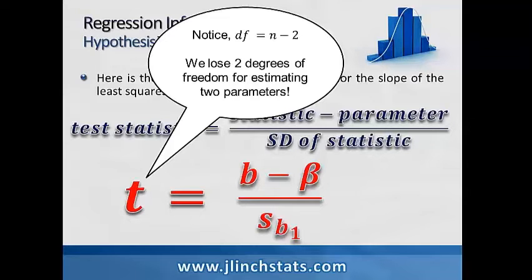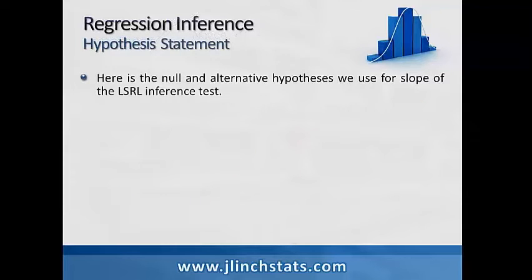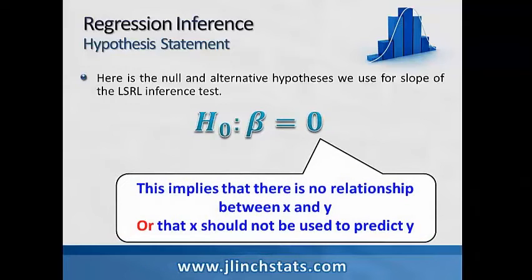Now the hypothesis statements are pretty much the same. Here is the null and alternative hypothesis we use for the slope of the least squares regression line inference test. Now we begin in the null hypothesis by assuming that beta is equal to 0. This implies that there's no relationship between x and y. If we have a slope of 0, we don't have any linear relationship, or that x should not be used to predict y. So we always begin in the null hypothesis on linear regression tests by assuming that there really is no linear relationship between our 2 variables. In other words, the slope of the least squares regression line would be 0.